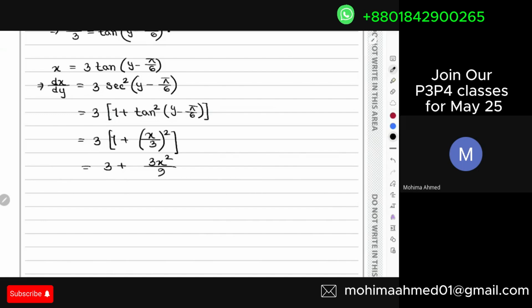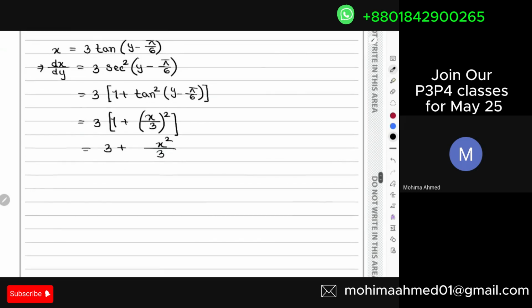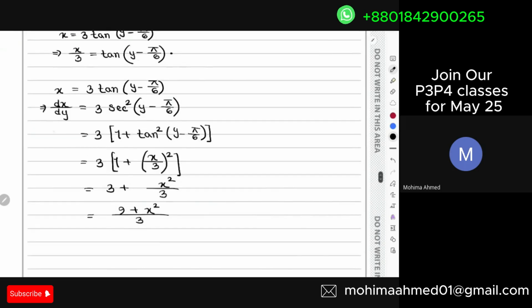X square by 3 is, I think, 1 by 3, right? Yeah. So over here, I'm going to get 1 by 3. If you do the LCM for this, you get (9 plus x square) by 3. And you have to understand that this is the expression that we're getting for dx by dy, right? All this time, I was getting this for dx by dy, but in your question, they were asking for dy by dx.